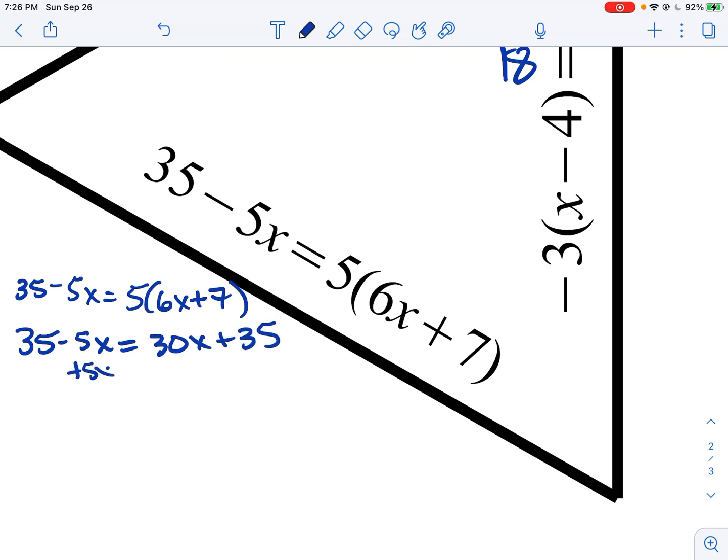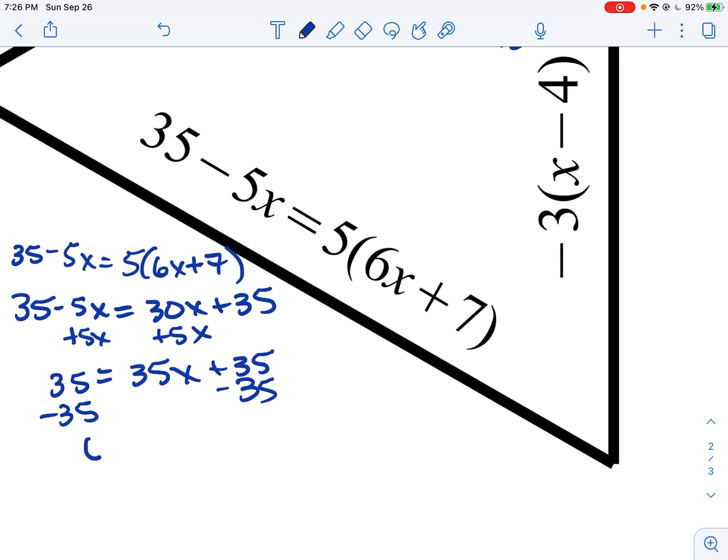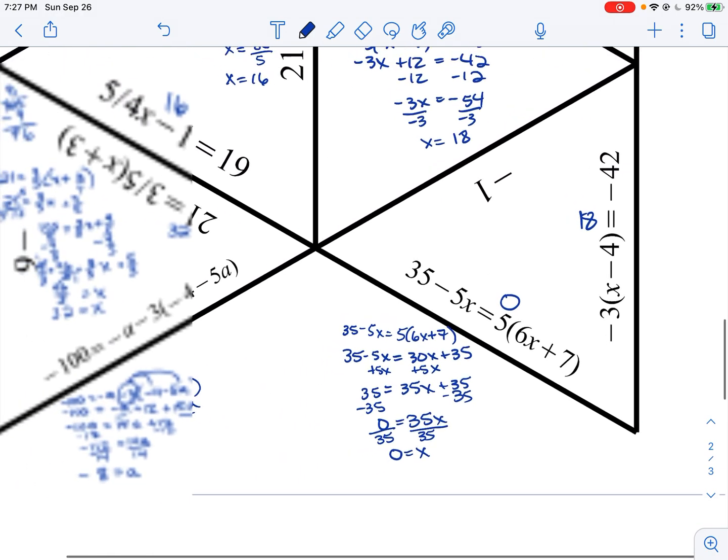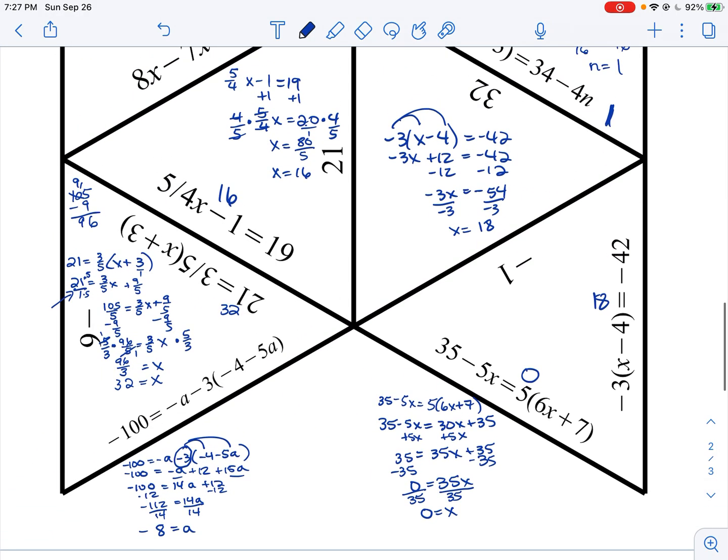Okay, I'm going to add 5x to both sides. I'm going to get 35 equals 35x plus 35. I'm going to subtract 35. This, for some reason, becomes difficult because you guys don't like the number 0 for some reason. What times 35 will be 0? Well, let's divide both sides by 35. 0 divided by any number except for 0 is going to be 0. Okay, I hope that helped doing these.